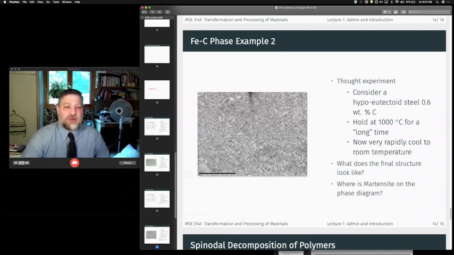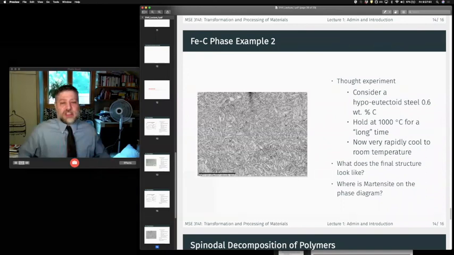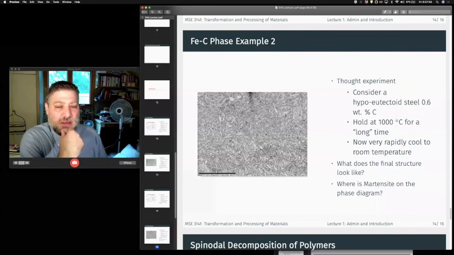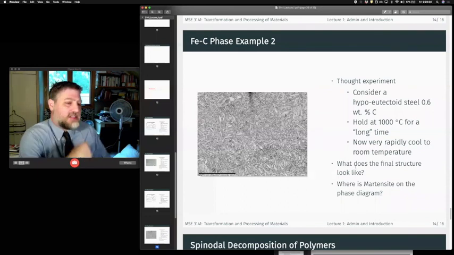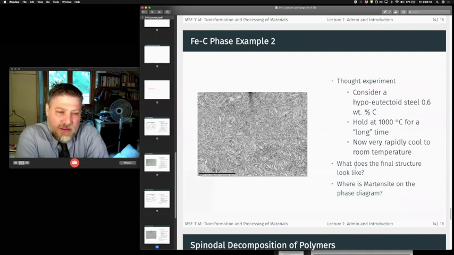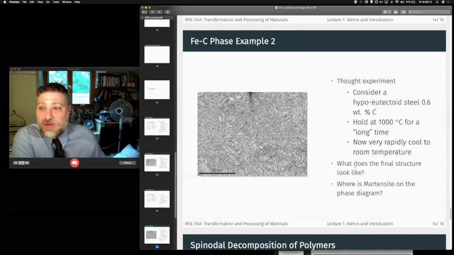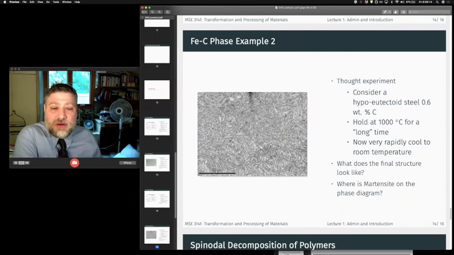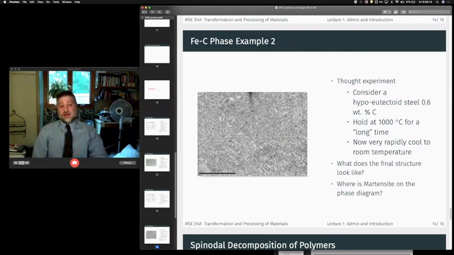What's the problem with just quenching this steel and leaving it as it is? This martensite is incredibly strong. Body-centered tetragonal, not a lot of nice close-packed planes. We don't get easy dislocation slip. It's really brittle. There's no toughness here. That's why we have to temper it.